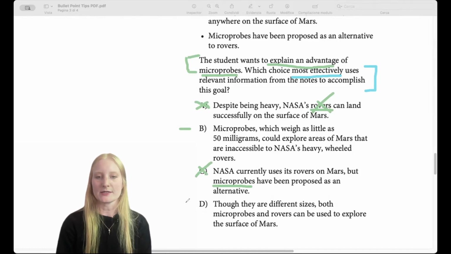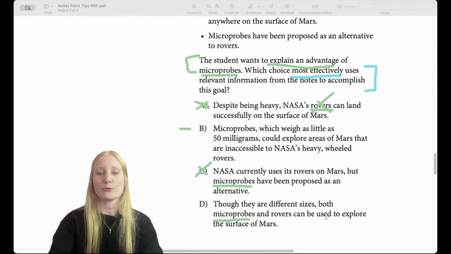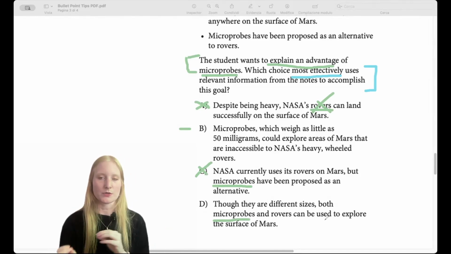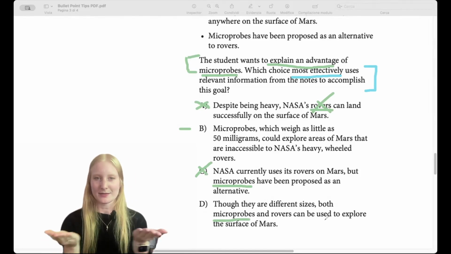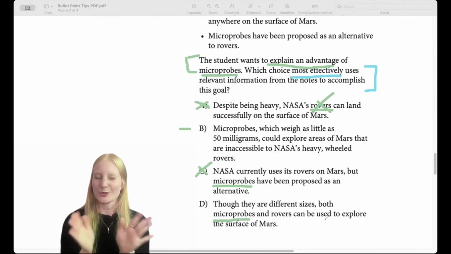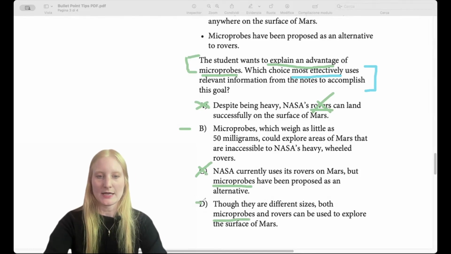Though they are different sizes, both microprobes and rovers can be used to explore the surface of Mars. Okay, so it does have one key factor, microprobes, it discusses it. It says that they're different sizes, but that they both can be used to explore Mars. So that doesn't really give us an advantage, right? It kind of keeps them on equal playing field. So we can go ahead and eliminate D as well, which left us with our final answer of B being correct, okay?